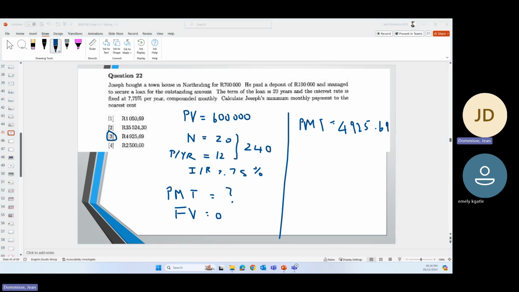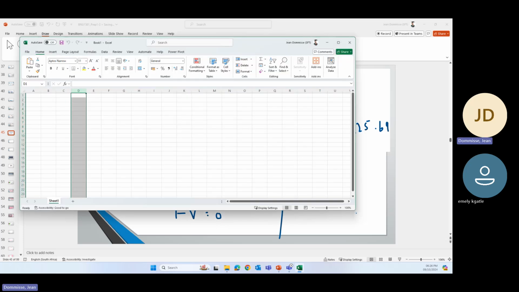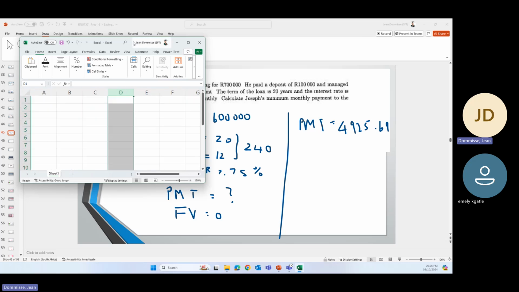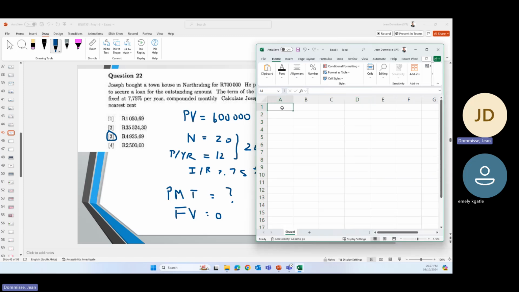What I also want to quickly show is if you don't have a financial calculator and you have access to Excel, let's quickly show how we would do it on Excel. Again, I will share the Excel spreadsheet in our WhatsApp group, so that you can also have it. And then you can always add or change the information.